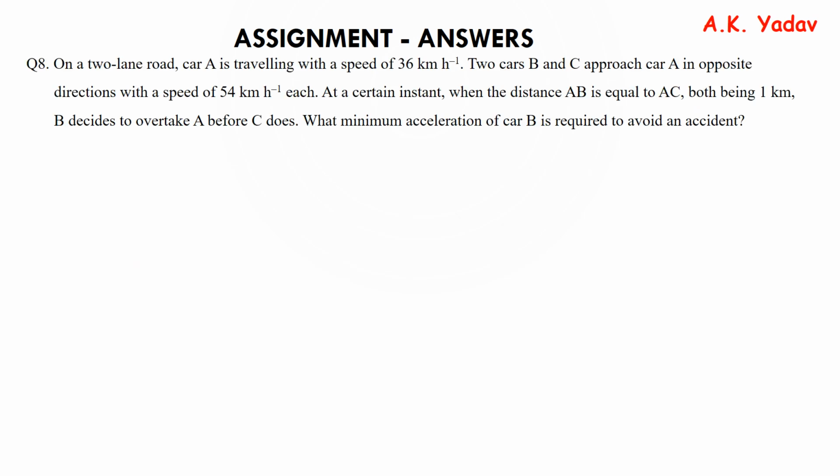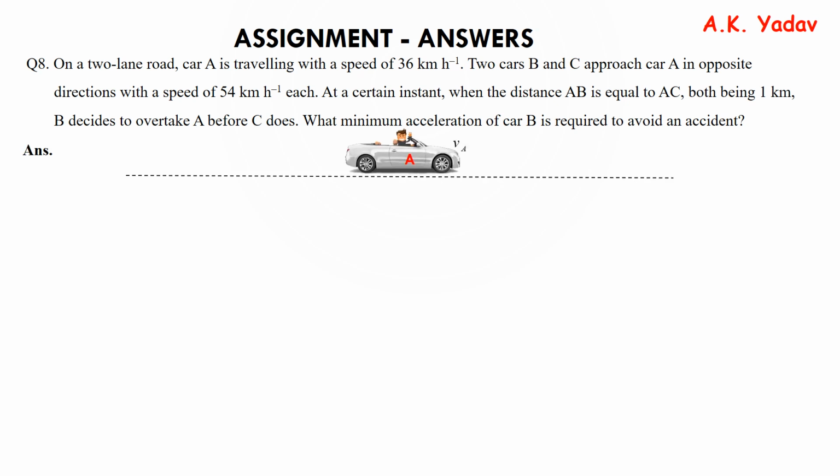Question number 8. On a two-lane road, car A is traveling with a speed of 36 km per hour. Two cars B and C approach car A in opposite directions with a speed of 54 km per hour each at a certain instant. When the distance AB is equal to AC, both being 1 km, B decides to overtake A before C does. What minimum acceleration of car B is required to avoid an accident?